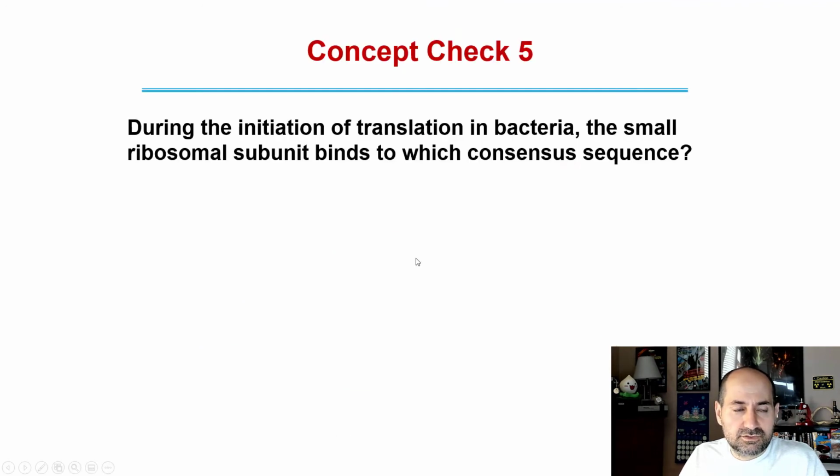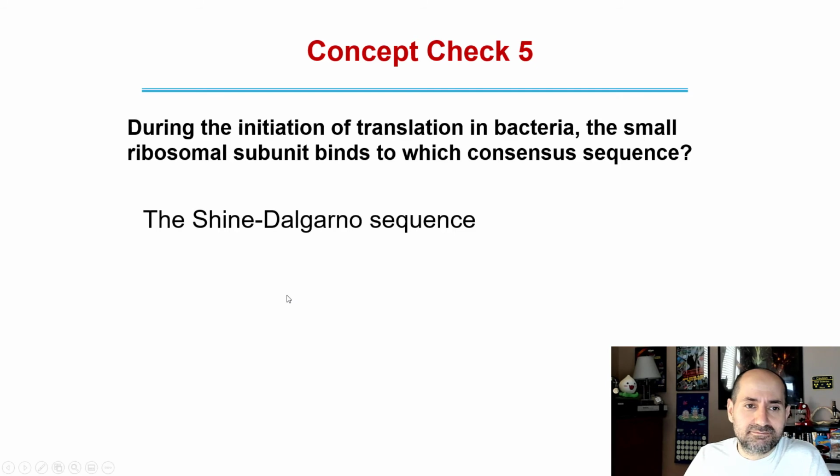So to get the ribosome in place, and to get this initiation going, the poly A tail plays a role. So let's do concept check number 5, and then take a quick little break time with Gizmo and Wicket, and we'll come back strong to finish this chapter. What do you say? Let's do that. Concept check number five. During the initiation of translation of bacteria, the small ribosomal subunit binds to which consensus sequence? Remember, that was the Shine-Dalgarno sequence. Remember, because it's the Kozak sequence in eukaryotes, right? So let's go ahead and take a quick break time with Gizmo and Wicket. We'll come back strong, finish this chapter. What do you say?